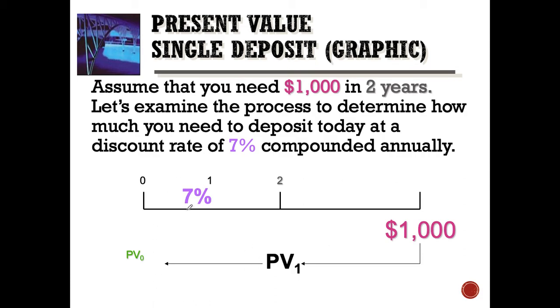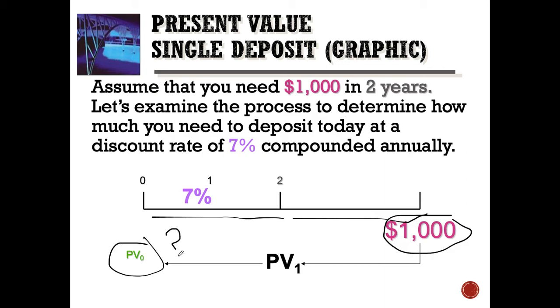Okay, present value of a single deposit, using a graphic. Assume that you need $1,000 in 2 years. Let's examine the process to determine how much you need to deposit today at a discount rate of 7% compounded annually. Year 1, year 2. Now, how much do you need to deposit today?